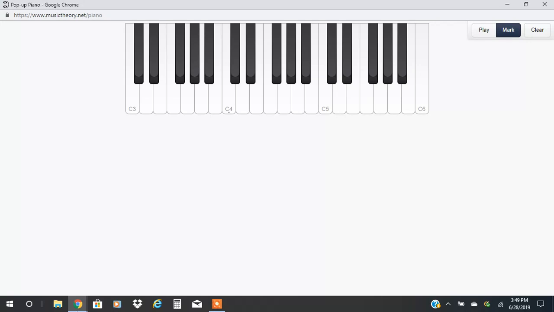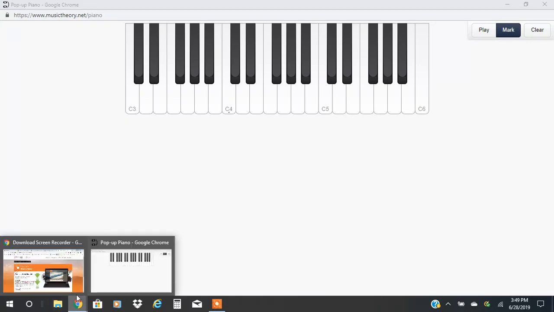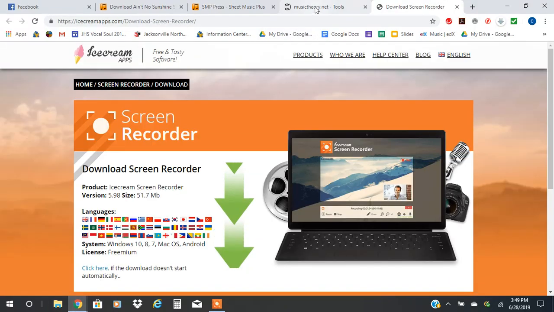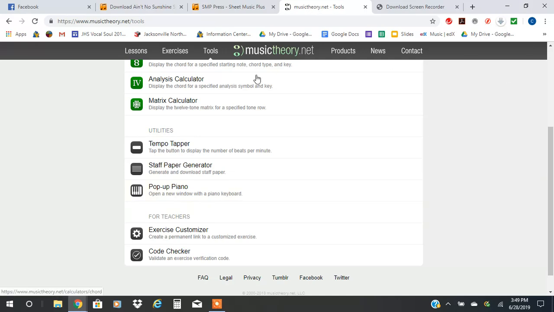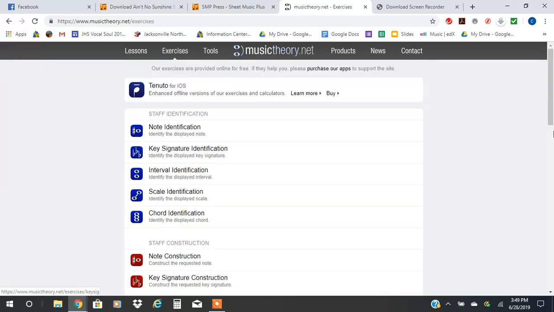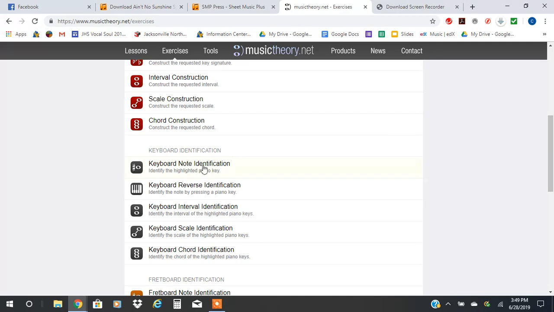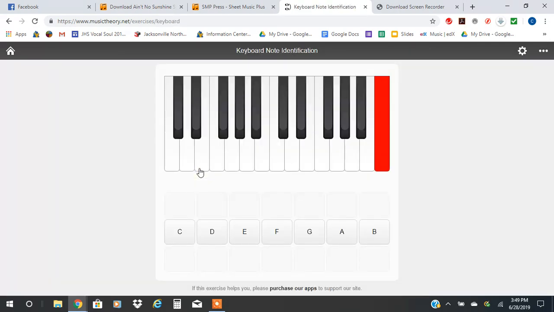Okay? So what we're going to do is, I'm going to show you a little sample of the exercise that we're going to have you do. Here's just a little sample. Keyboard note identification. Once again, to help you locate those quickly, okay? So it's going to highlight the note it wants you to pick in red. So I'm going to figure out what this note right here is.